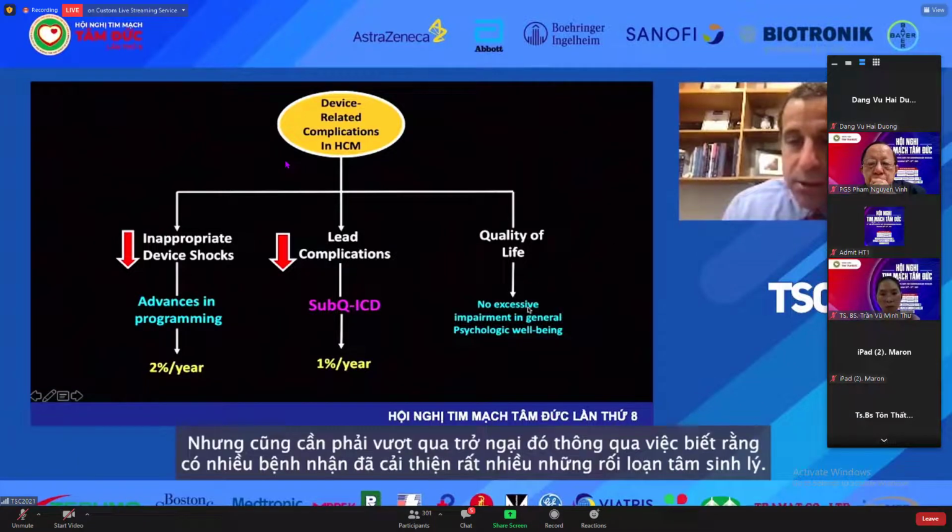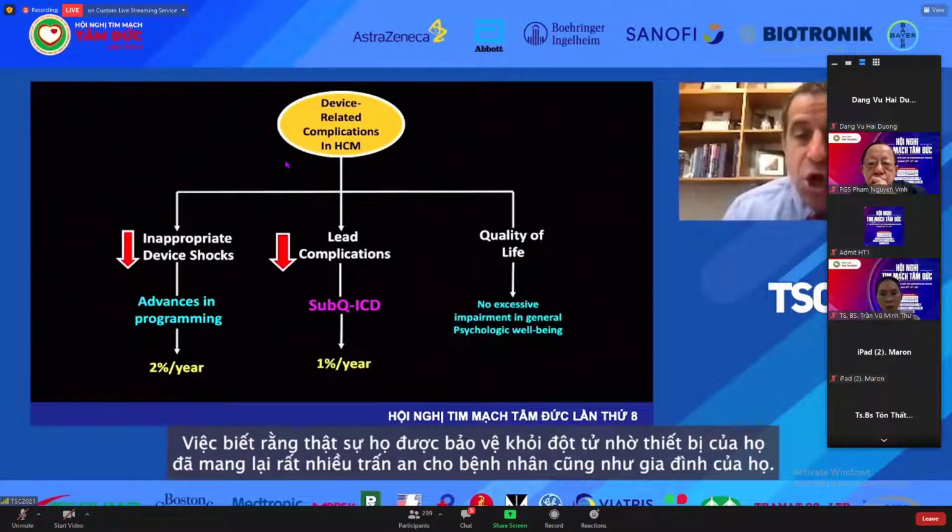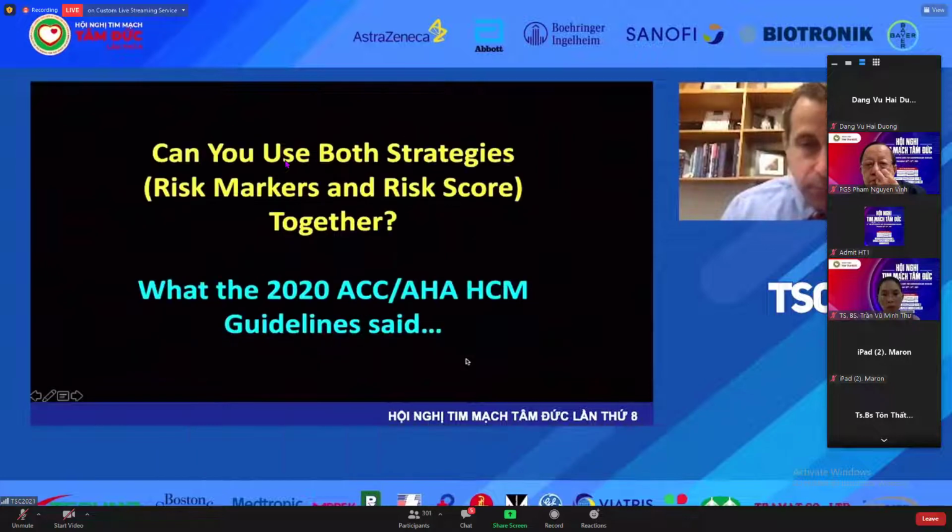But it's also important to balance that out by considering that there are also many patients who derive an improvement in psychological well-being, knowing that they are in fact protected from sudden death with their device. It gives them a lot of reassurance, as well as their family, that they are in fact protected no matter what happens to them in life going forward.